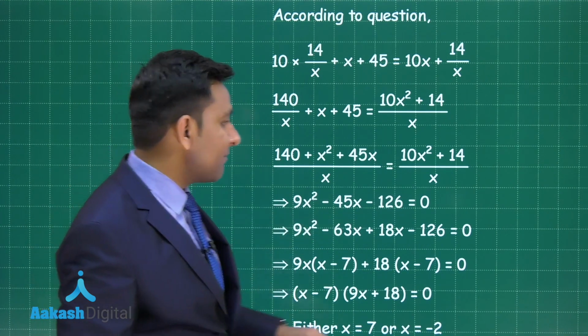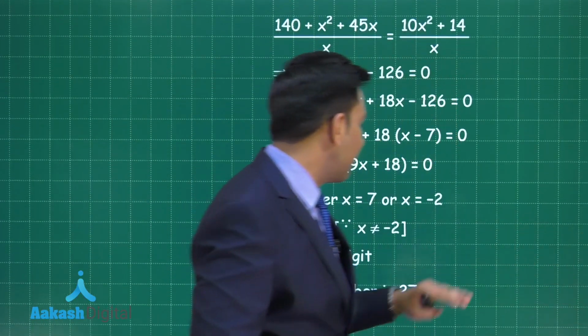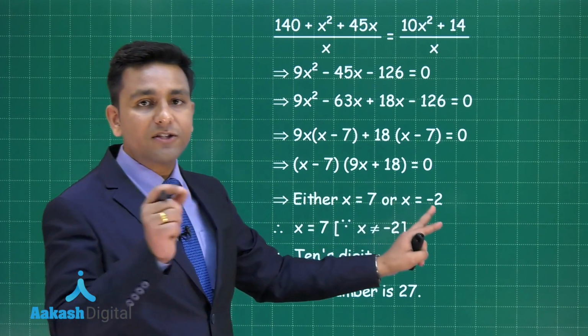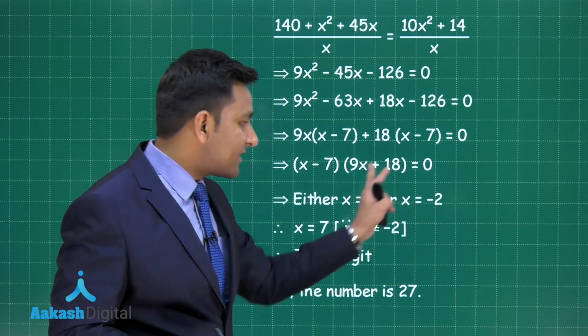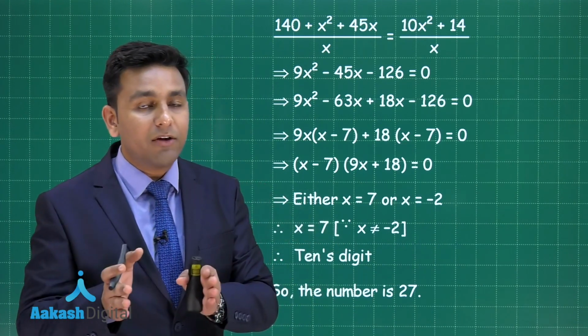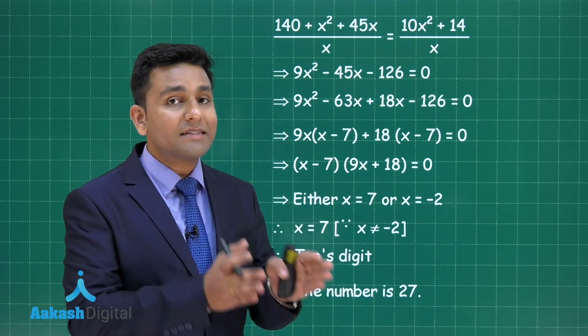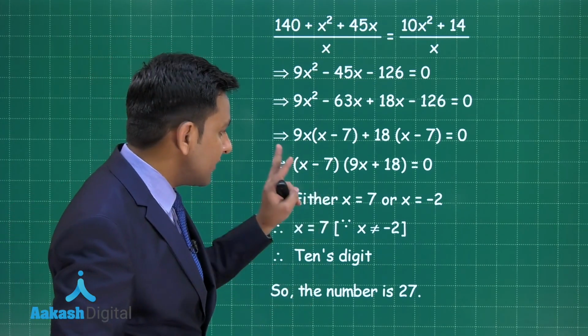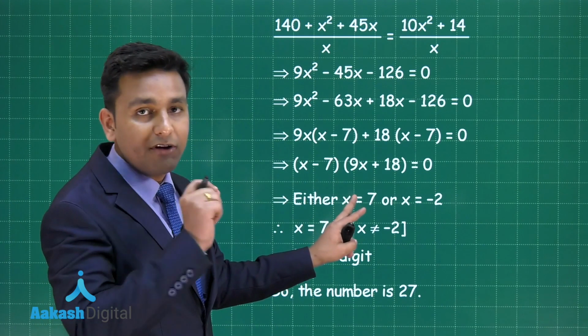And after further simplification, we are getting two values of x: either x is equal to 7 or minus 2. We have to ignore this negative value because the digit of any number cannot be negative. A number can be negative, but its digit cannot be negative. So that's why the only possible value of x is 7.